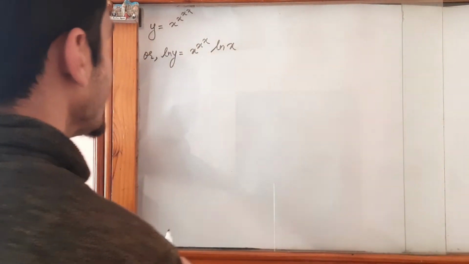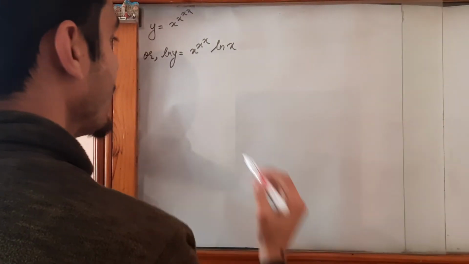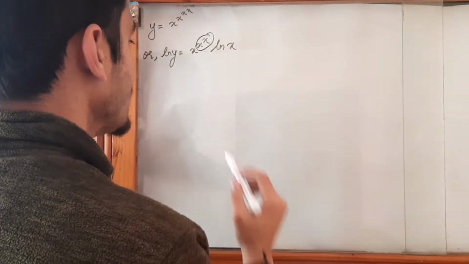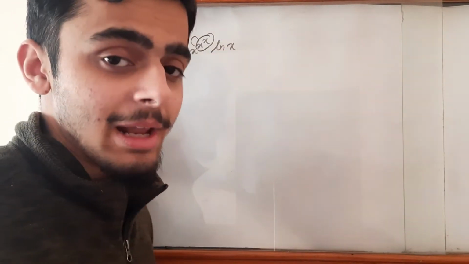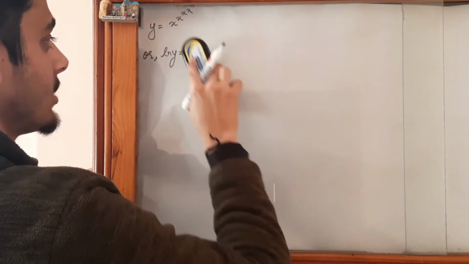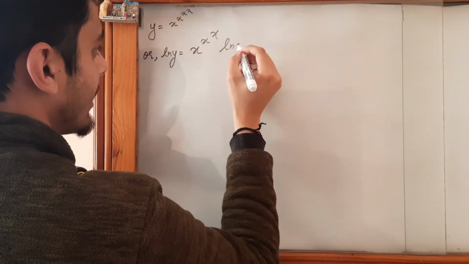Let's wrap it up, and now let's apply logarithm once again. So we have double power over here. So to get rid of this, let's apply logarithm. Let's write this once again, x to the power x to the power x ln x.